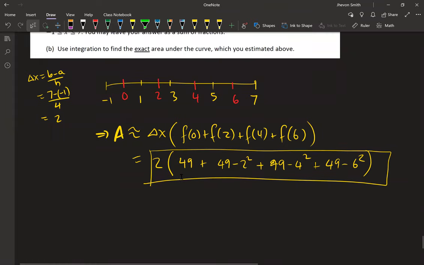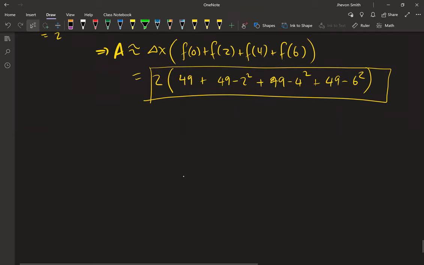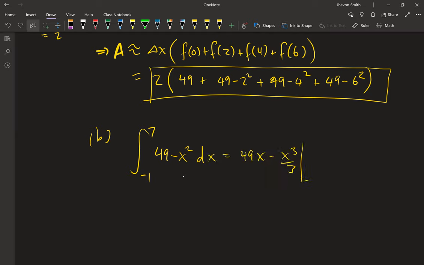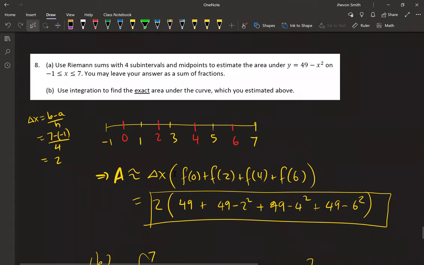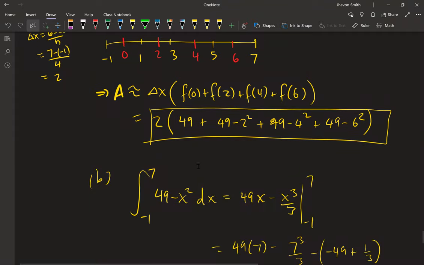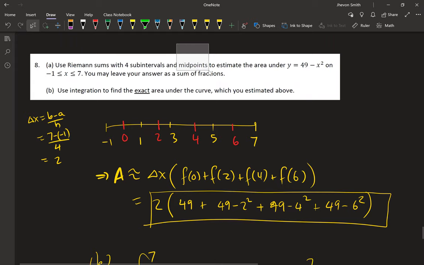And the exact answer using integration would just be, for part B, the integral from minus 1 to 7 of your function. Simplify that to whatever. So that would be that problem done. So you have to look out for whether it asks you about midpoints or left or right, and that will tell you, once you find your delta x, to draw the number line and cut it up in the right divisions. It tells you which numbers you'll want to pick in order to plug into the formula.